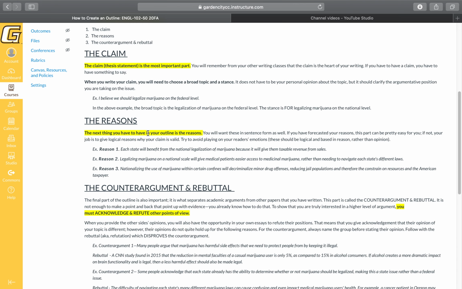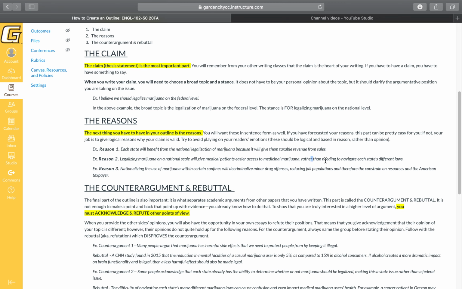In your outline, you'll have three reasons. And this is also something that should be included in your thesis claim. So you don't just want to say, I believe we should legalize marijuana on the federal level. You should include the reasons. And the reasons might be something, and I'm going to make these up, like the state will benefit because it gives them taxable revenue. It gives medical patients easier access to medicinal marijuana.